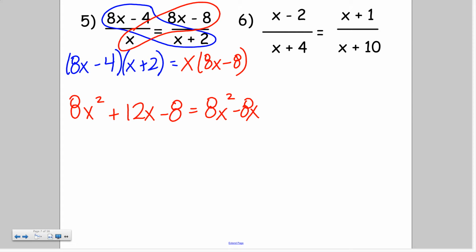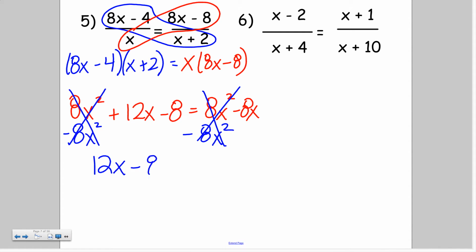Now, something different this time is that squared. You've got squareds on both sides. So I'm going to get rid of that first if I can, meaning I may have to do some factoring. I need to try to get everything on one side. So if I move this 8x squared over, and you could move it either way, 8x squared minus 8x squared, that causes that to cancel, but it also causes it to cancel here, so that goes away. So I've got 12x minus 8 equals -8x.